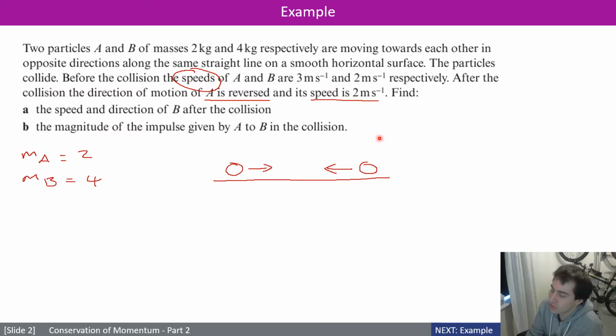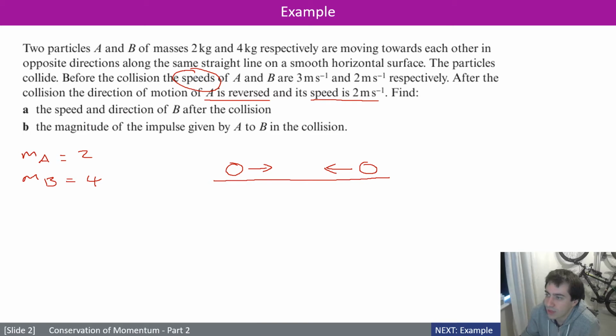So in that sense, we don't need to know which one's A and which one's B. We just want to be careful with our notation, though. So let's look at that second part of the paragraph and just note down the key info mathematically. Before the collision, the speeds of A and B are 3 meters per second and 2 meters per second respectively. So let's note that down.